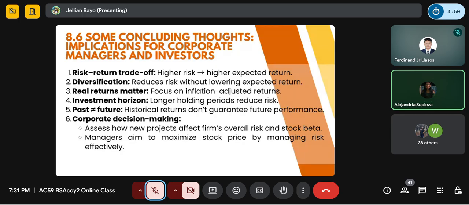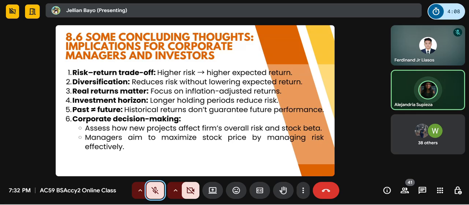And then third is real returns matter. Investors should know that they should not only rely on nominal returns. Investors should also consider the real return, which accounts for inflation. They should consider the inflation-adjusted returns, what happens to the value of their money, so that their investment keeps its value.